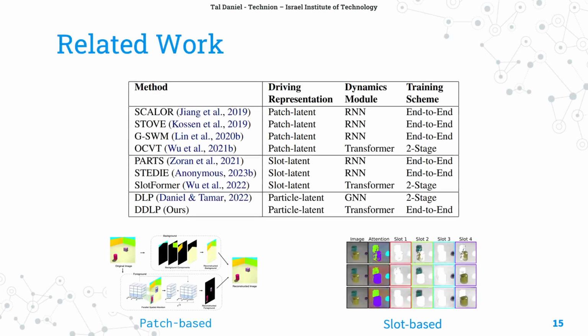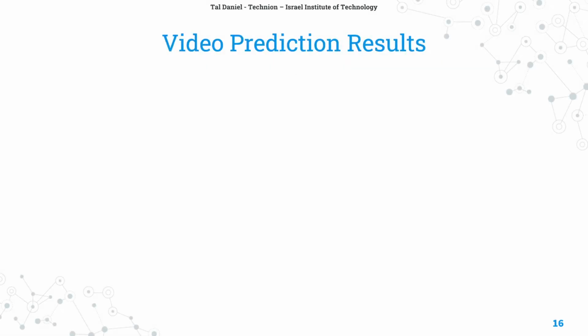There are several families of methods related to ours. Note that all methods that use transformers are typically not trained end-to-end. Our main baselines are the state-of-the-art patch-based method GSWM and a slot-based method, SlotFormer. Let's see some results.